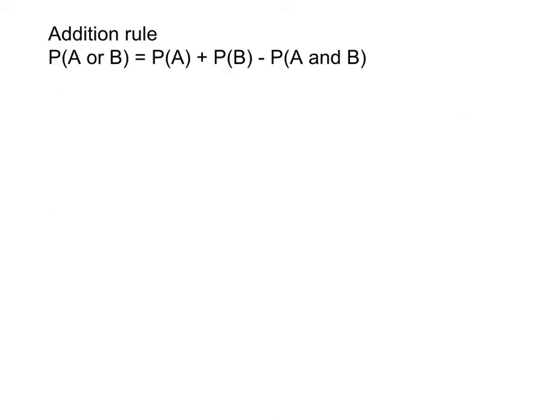Whenever we encounter the word "or" when talking about probabilities, we automatically have to think addition. The addition rule will apply. Here the addition rule states that the probability that events A or B will occur is equal to the probability that event A would occur plus the probability that event B would occur minus the probability that events A and B would both occur. Now we can see what this is referring to if we look at what's called a Venn diagram.